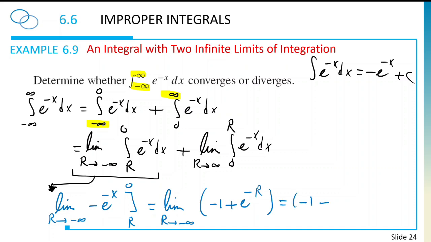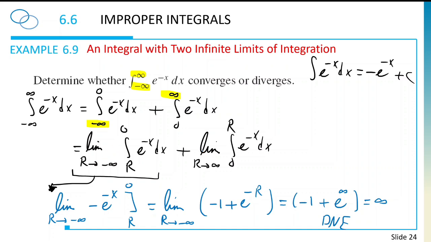Negative 1 plus e to the power of negative r, and r is negative infinity, so it's negative infinity, which is infinity. Now e to the power of infinity is infinity. Minus 1, it still equals infinity. So that means this limit does not exist. So my conclusion now: the first integration here is divergent.